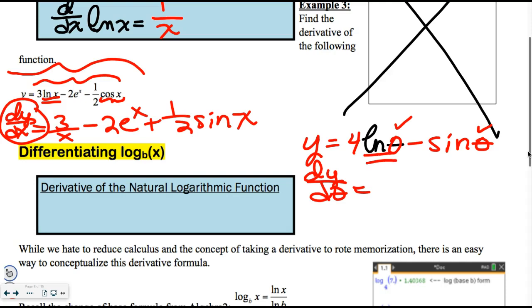What's the derivative of ln x? 1 over x. What's the derivative of ln theta? 1 over theta. What's the derivative of sine theta? Cosine theta. So when there's a variable change, I want you to note that it's really important for when we get to the word problems because the variables are going to change. And if you're always used to just y's and x's, that causes a problem.